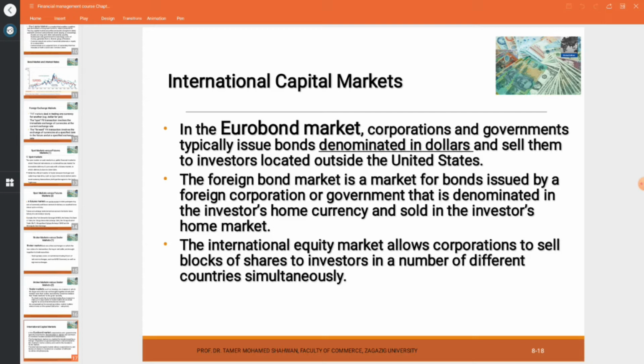In the foreign bond market, it's a market where the corporation is issuing the bond, and this bond is denominated in the investor's home currency. We are issuing it in the investor's home currency, and it will be sold in the investor's home market. This is the main concept of the foreign bond, and this is the difference from the eurobond. In the eurobond, we are issuing the bond denominated in dollars and selling to investors located outside the United States. But in the foreign bond market, the bond is denominated in the investor's home currency and sold in the investor's home market, and those are main good examples of the international capital market.